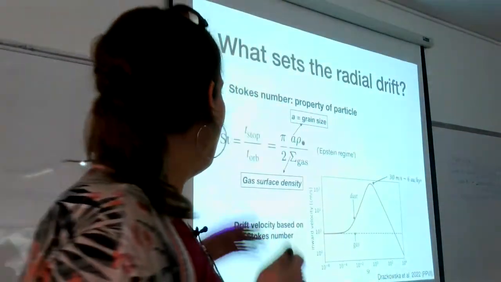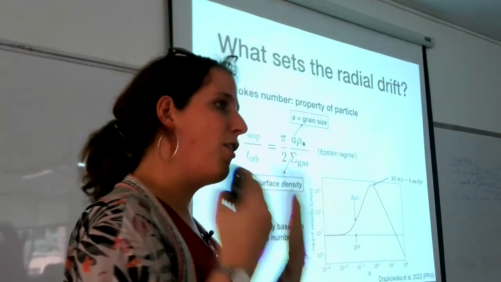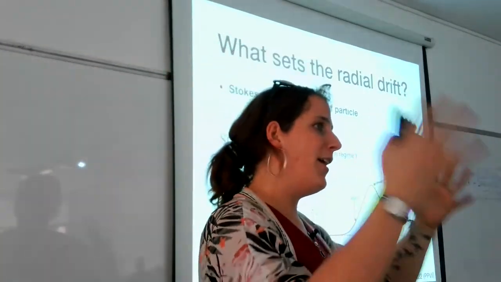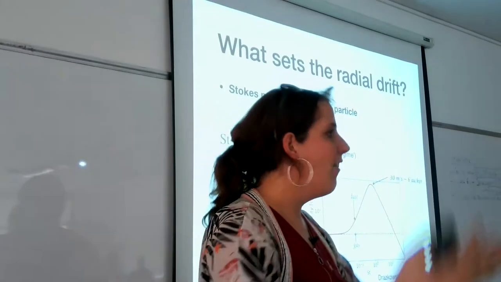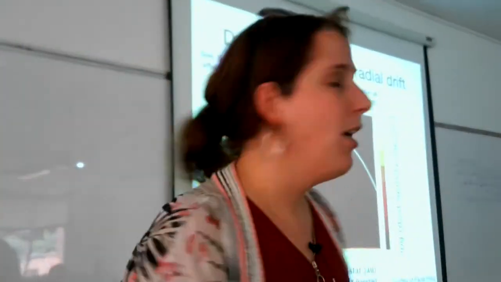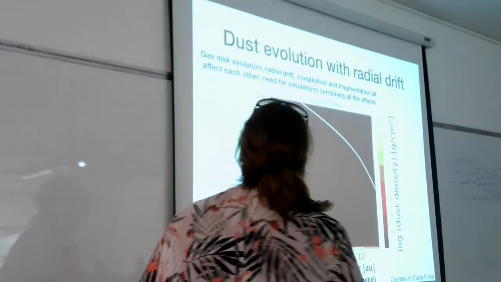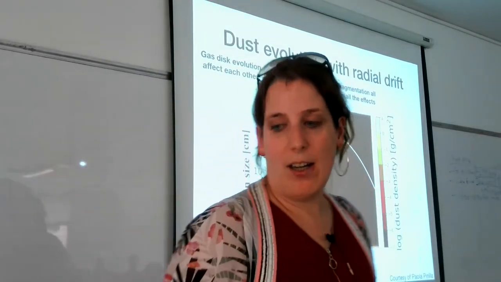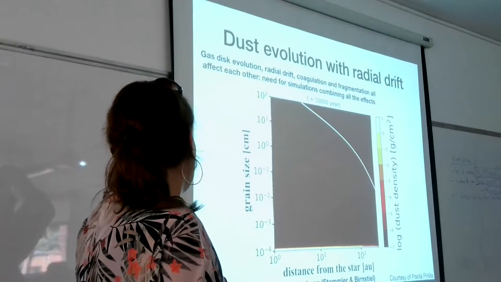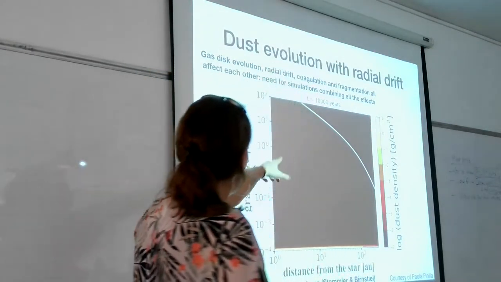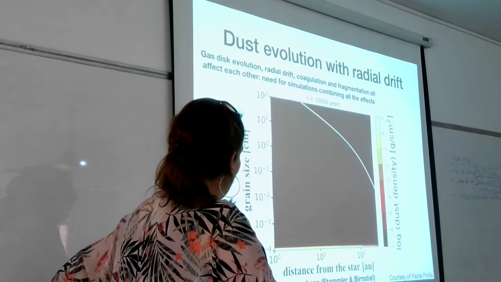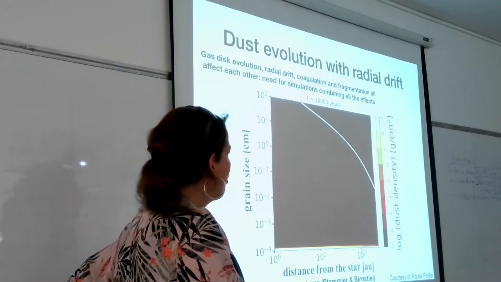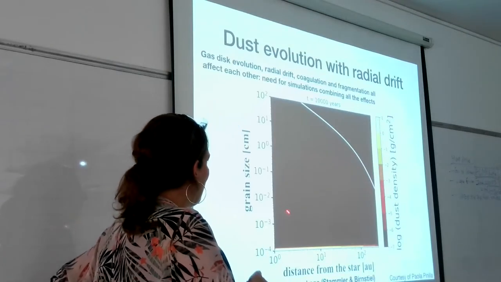Okay, so if we now put all of this together, we have coagulation, fragmentation and radial drift. Let's now try to put all these equations in one big simulation and see what the resulting dust distribution is. There's a model by Nienke, taking some gas disk evolution, I think it's actually viscous disk evolution, coupled with all of these dust evolution effects, and then calculating as a function of time what my grain size is, as a function of distance from the star, so as a function of radius, and what my density is in each location.